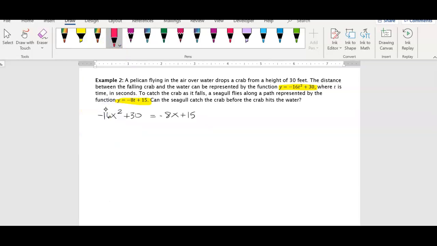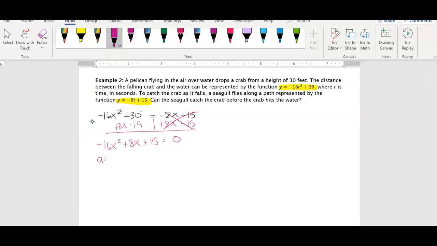Next step, I'm going to set it equal to 0. So I have to add 8x. I don't see an x value, so I have to put it in the middle there. And then I'm going to subtract 15, put it underneath that 30. So I have negative 16x squared plus 8x, because that was alone, and then 30 minus 15 is 15. The right side cancels. Now I can do my quadratic formula.